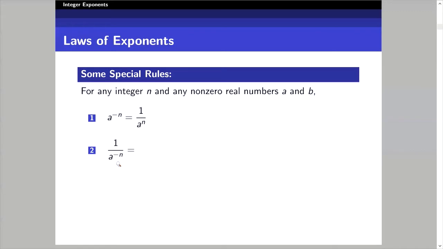Okay, let's have the second special rule of exponent. What if you have 1 over a raised to negative n? How are you going to remove the negative sign here? Madali lang, di ba? It's like this one.